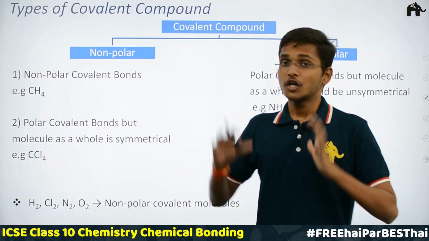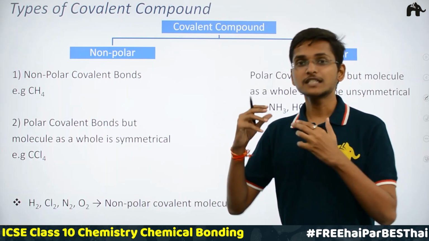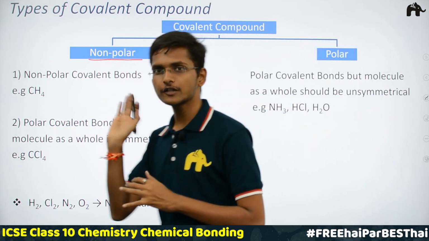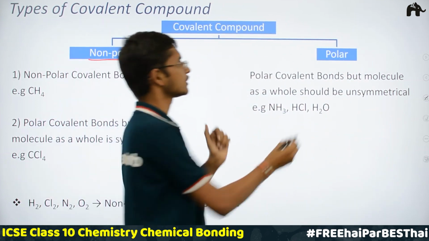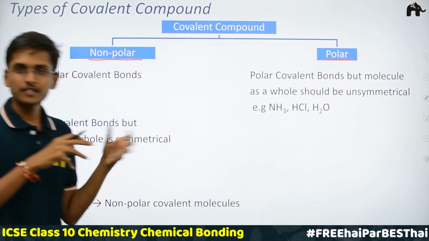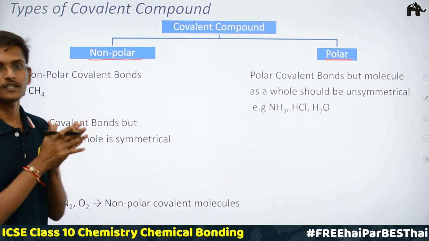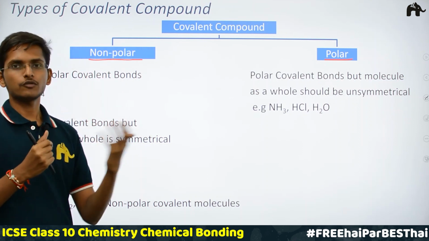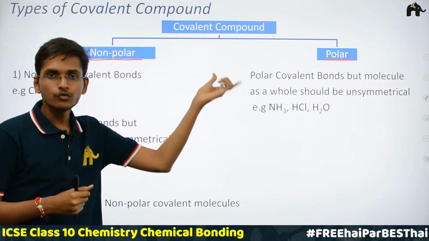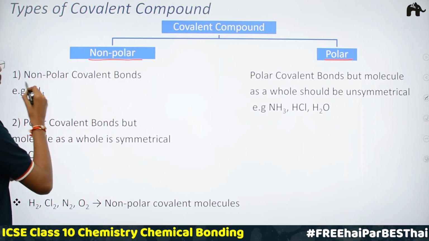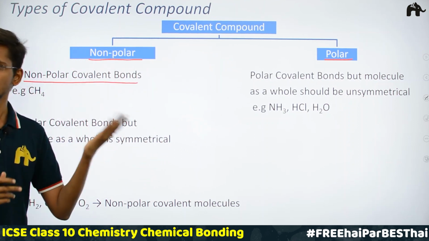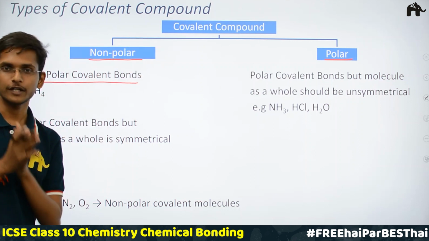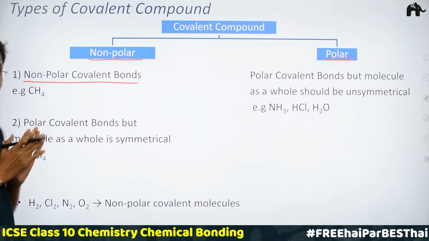Very simple. So friends, now let's see the types of covalent compounds. There are two types of covalent compounds: non-polar covalent compounds and polar covalent compounds. Now, since we have studied the basics, it would be easy for us to understand. Non-polar covalent compounds, which are those compounds? Such covalent compounds which have non-polar covalent bonds are simply non-polar covalent compounds. Now we know what a non-polar covalent bond is. An example is methane, CH4.